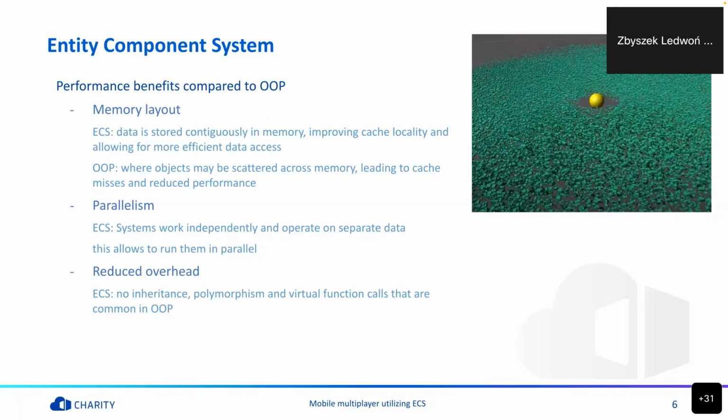So what benefits do we gain by using entity component system over object-oriented programming? As we all know, modern CPUs have multiple cores, and they are most efficient when we allow the cores to work in parallel. And ECS strongly supports parallel code execution because systems are designed in a way that they can work independently at the same time.